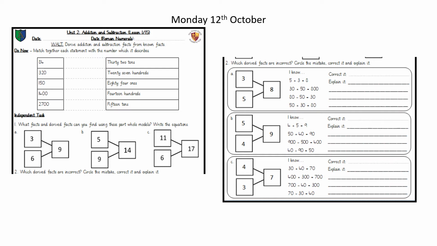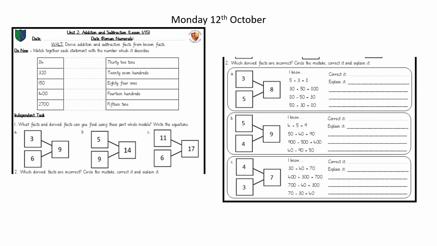Then, for your independent task, don't get excited, it's not as easy as it looks. I've asked you what facts and derived facts can you find from using these part-whole models. The word derived, this might be new for some of you. If you derive a fact, you work out new facts based on what you know.